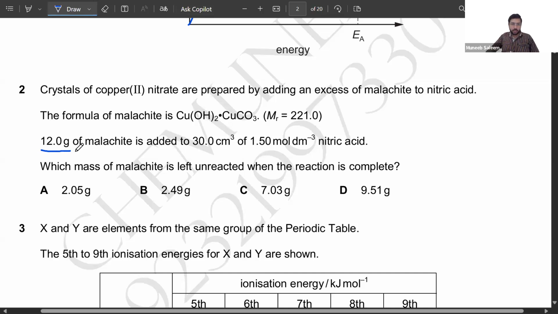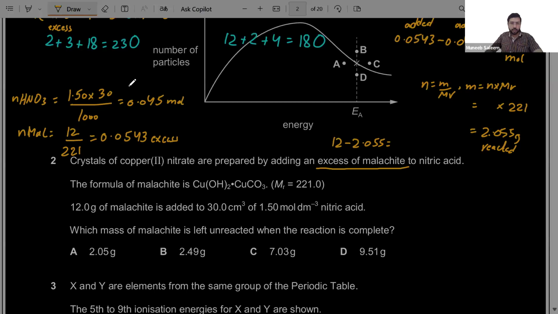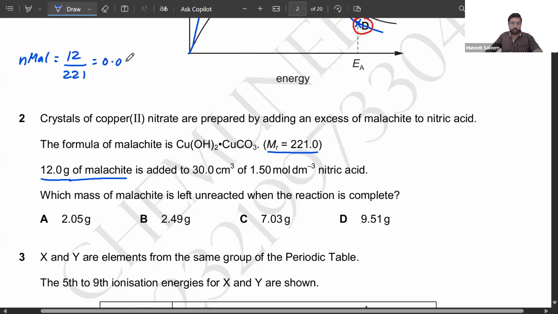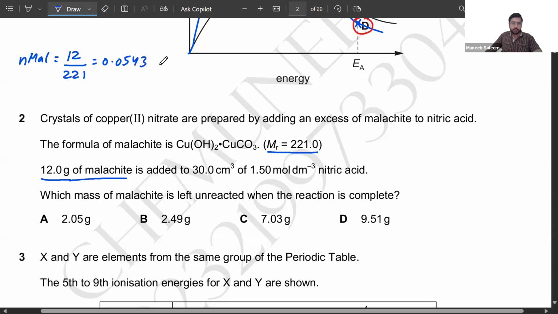Here we are given the mass of the malachite, which can be converted into the moles using the MR value of malachite. So first I will do that. I have the number of moles of the malachite to be determined. Now it is basically 12 divided by 221. Now the value of this part will come out to be 0.0543 mole.